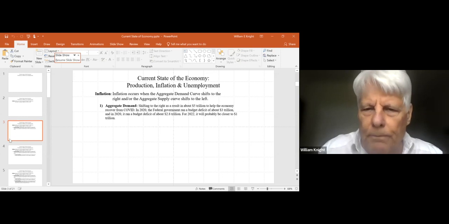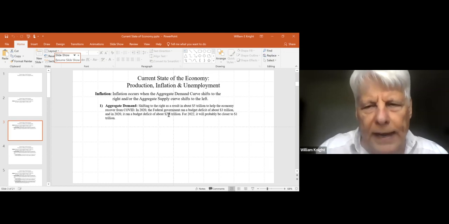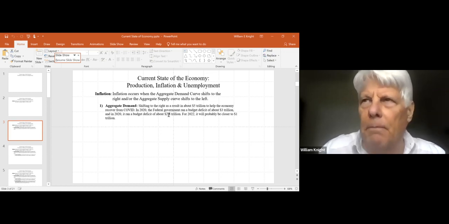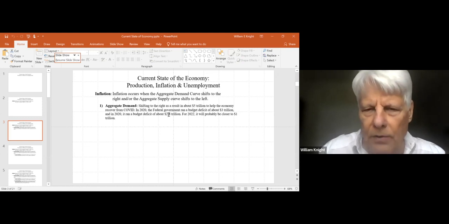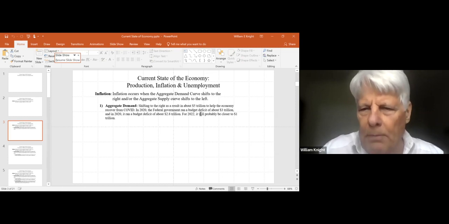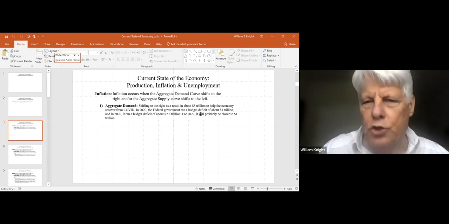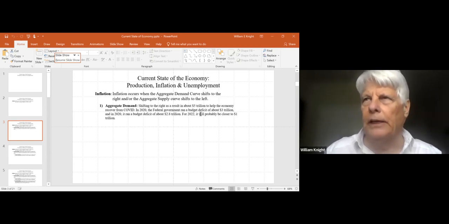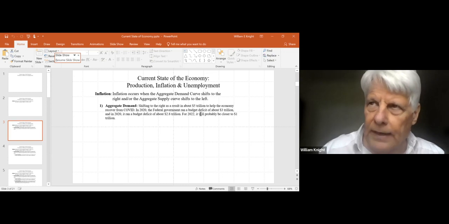In 2021, it ran a budget deficit of about 2.8 trillion. So the budget deficit went down by a couple $100 billion. And for 2022, it will probably be closer to 1 trillion. So at the end of the year, we'll probably only have a $1 trillion deficit. So we can see these deficits going down.